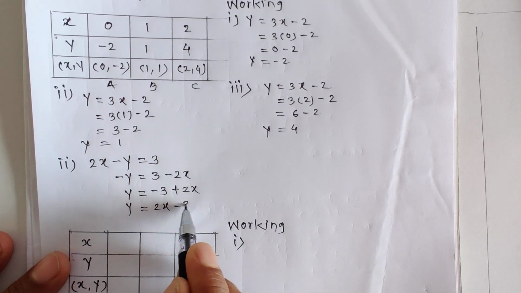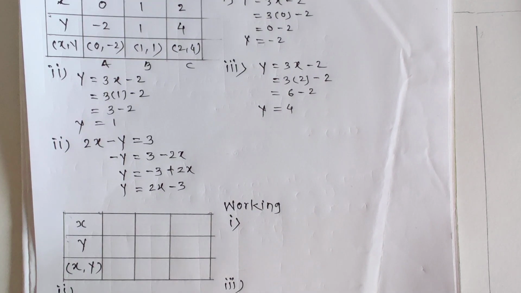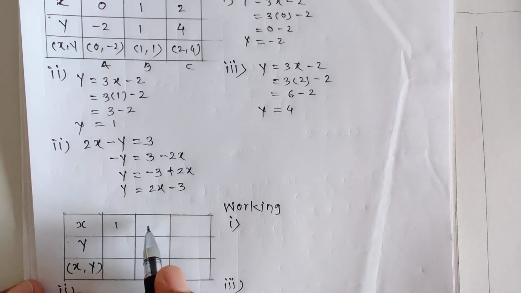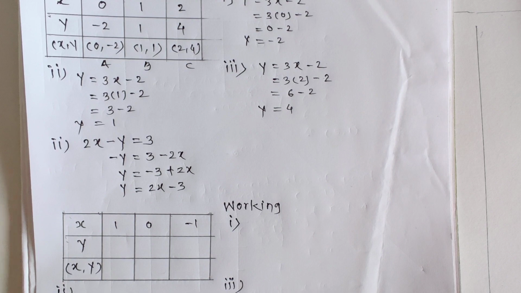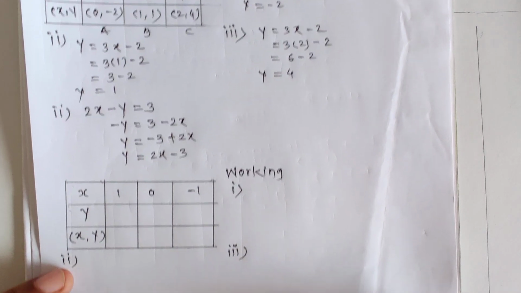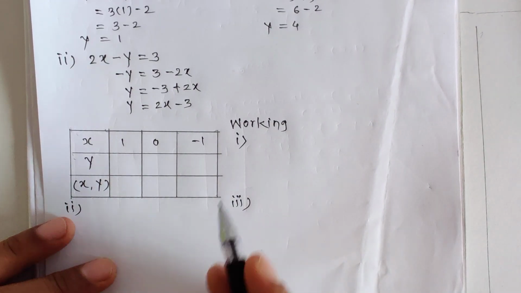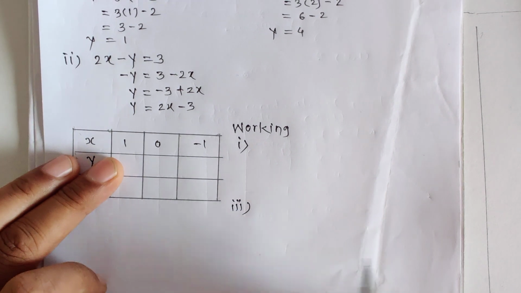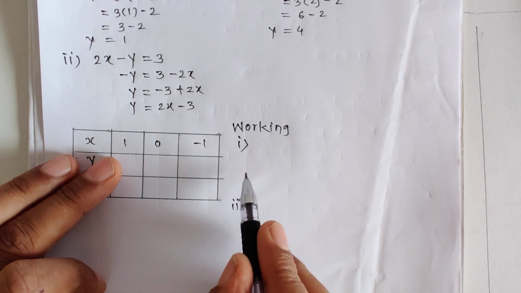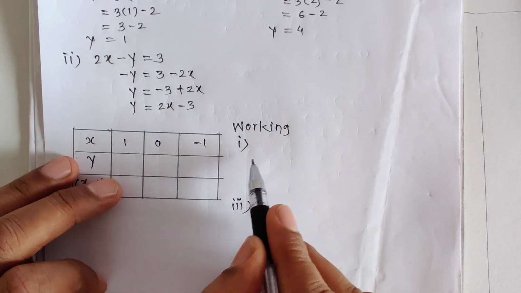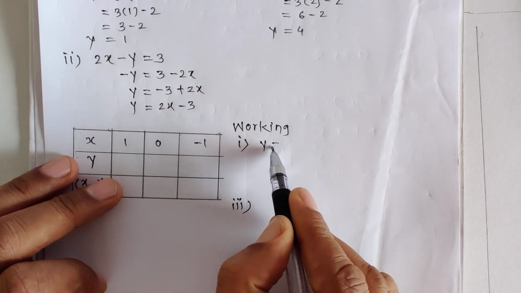So write the plus sign first. 2x minus 3. Now again select any 3 values, 1, 0, minus 1. Now when x is equal to 1, find the value of y.